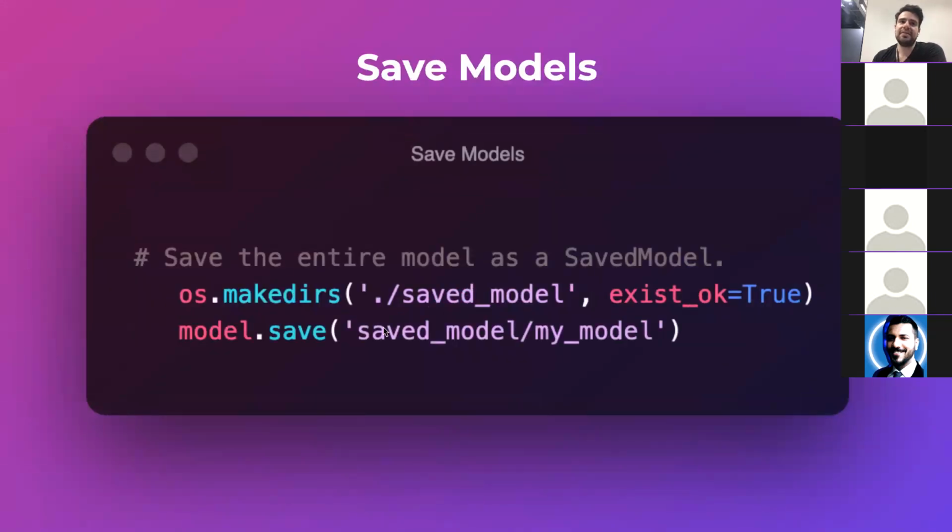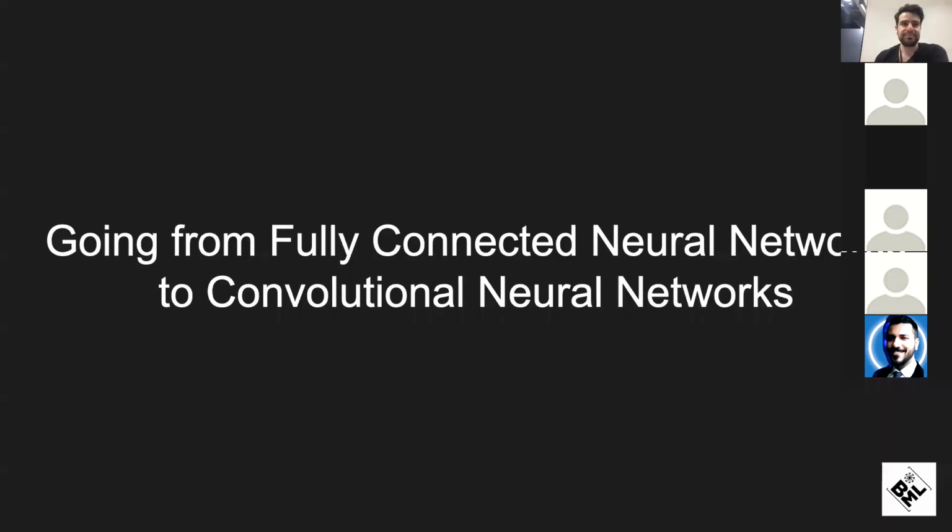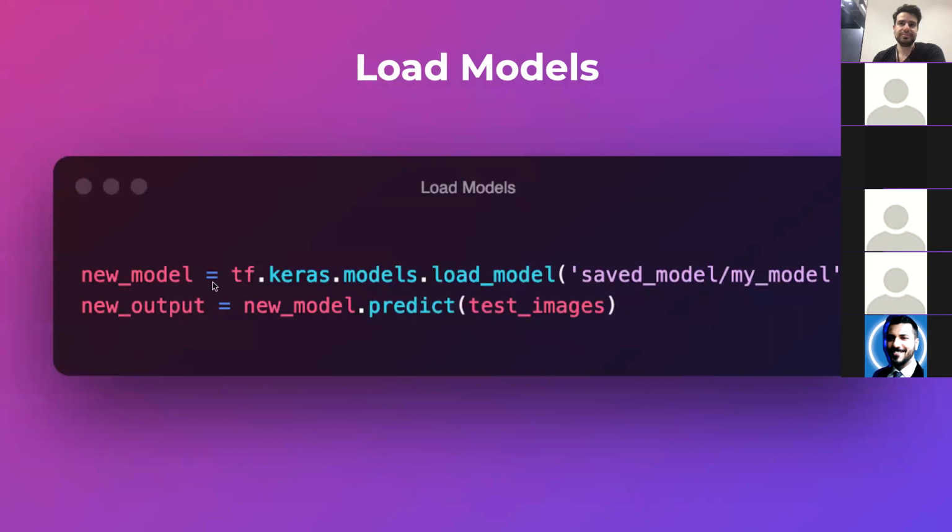And then at the end, you can create a folder. If that folder doesn't exist, you create it. If it exists, it ignores this line. And then you do model.save. You save your model in that folder. And then you can load it back using keras.models.load_model, and then you make the predictions on it. So that's how you do it.